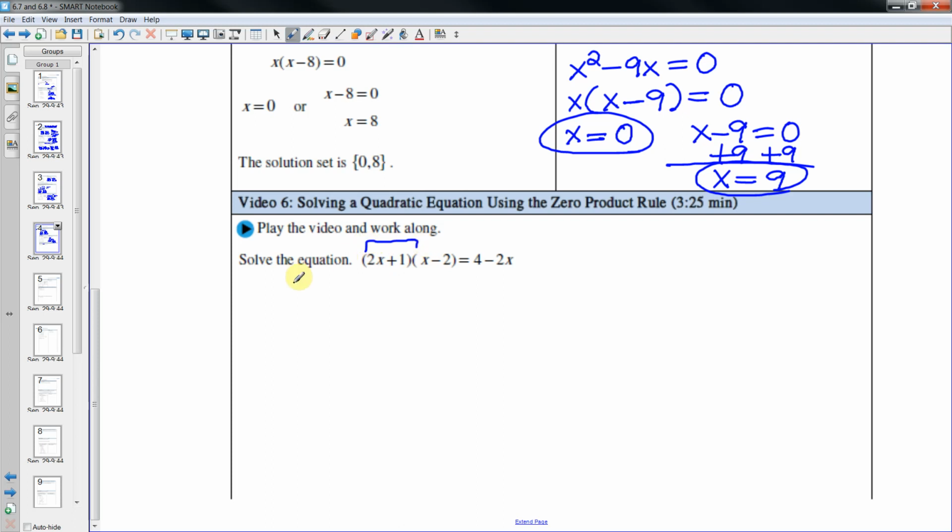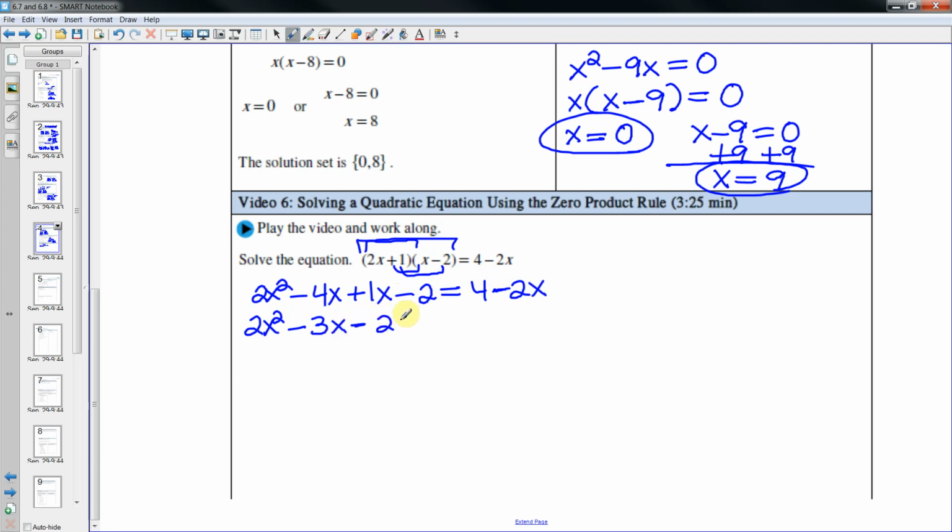So 2x times x would be 2x squared. Outer times outer, 2x times a negative 2 would be negative 4x. Inner times inner, 1 times an x would be a plus 1x. Last times last, 1 times a negative 2 would be negative 2, equals the 4 minus 2x still. Didn't do anything with that. So let's combine these middle terms. 2x squared minus 4x and a minus 1x is negative 3x, minus the 2, equals 4 minus 2x.